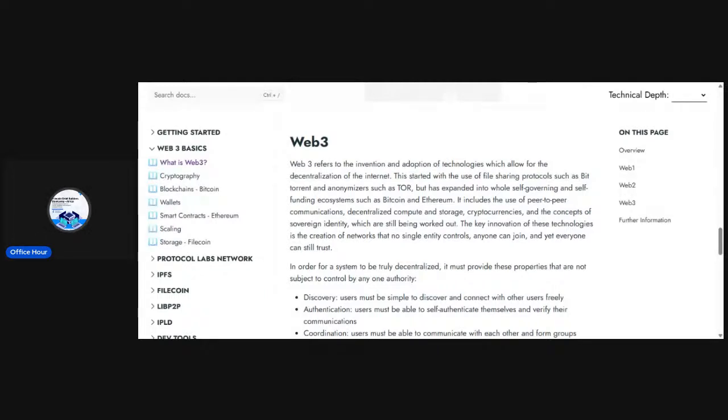The key innovation of this technology is the creation of networks that no single entity controls. Anyone can join, and yet everyone can still trust. In order for a system to be truly decentralized, it must provide these properties that are not subject to control by one authority. So it must be discoverable.